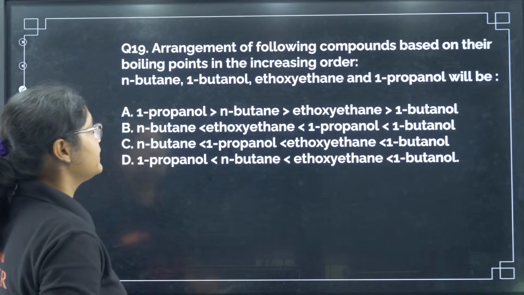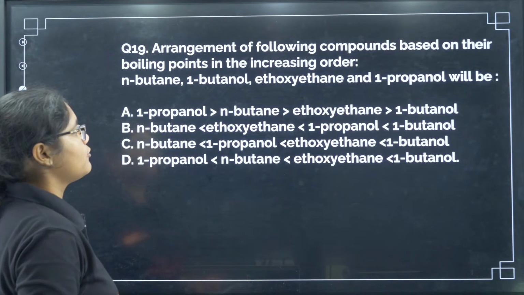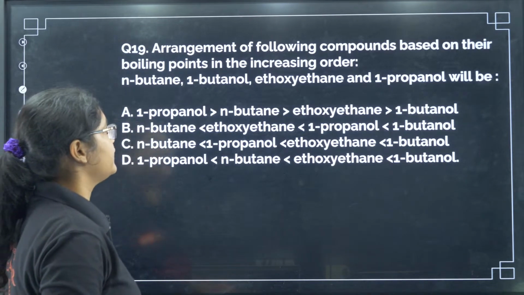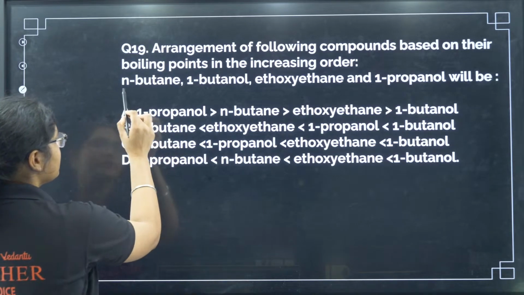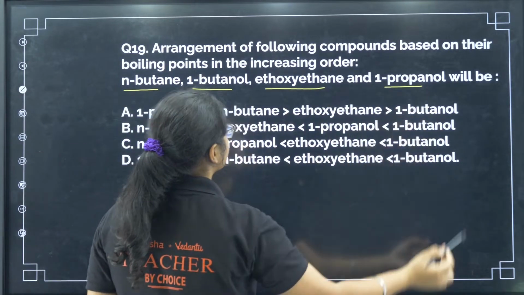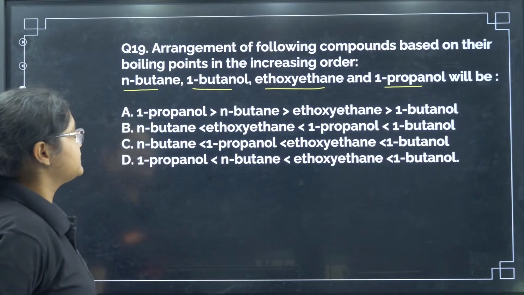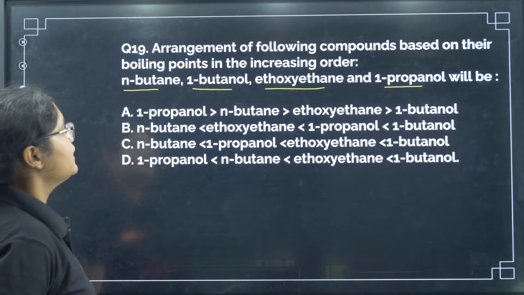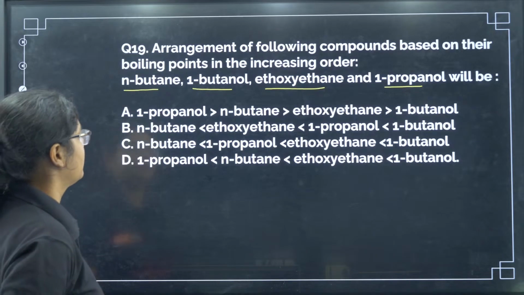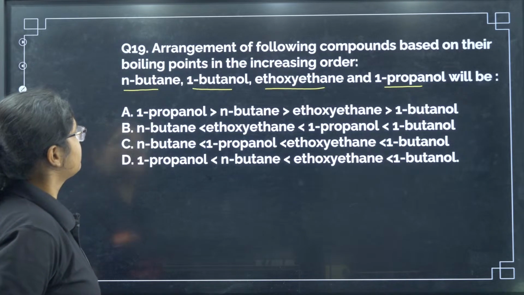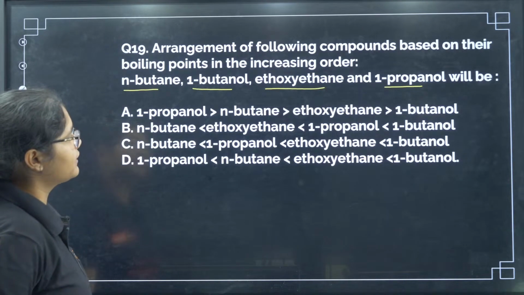Next, question number 19. Arrangement of the following compounds based on their boiling points in the increasing order. Okay, so you have to arrange them in the increasing order. So first we have N-butane, 1 butanol, ethoxyethane, and 1 propanol. Okay, so first of all, which one can we have?